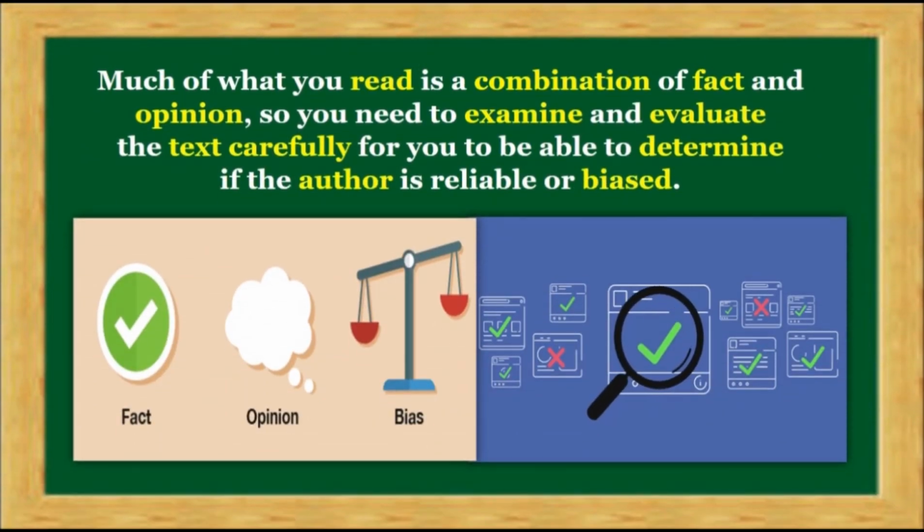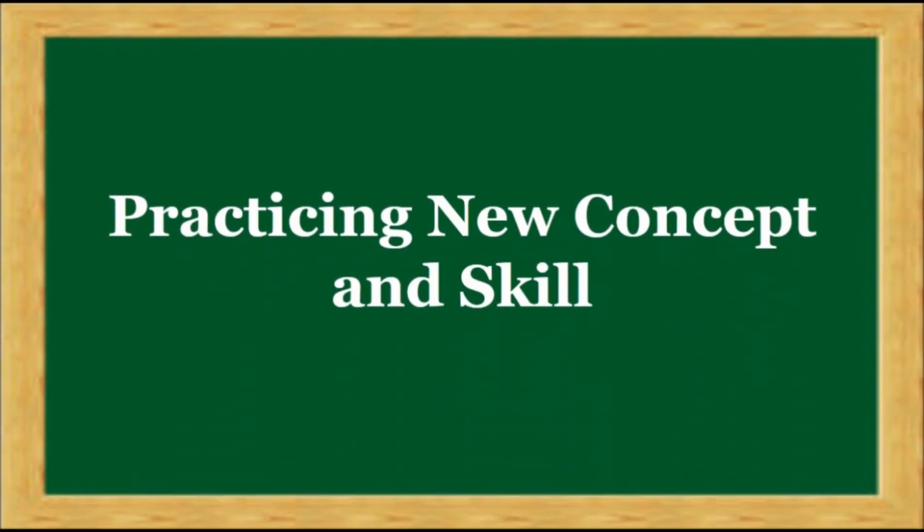Since much of what you read is a combination of facts and opinion, it is therefore important that you need to examine and evaluate the text carefully for you to be able to determine if the author is reliable or biased. This time, let's understand your target concept and skill better with an example. Here, you are going to read and examine a sample paragraph by answering the given questions. If you're ready, let's begin.